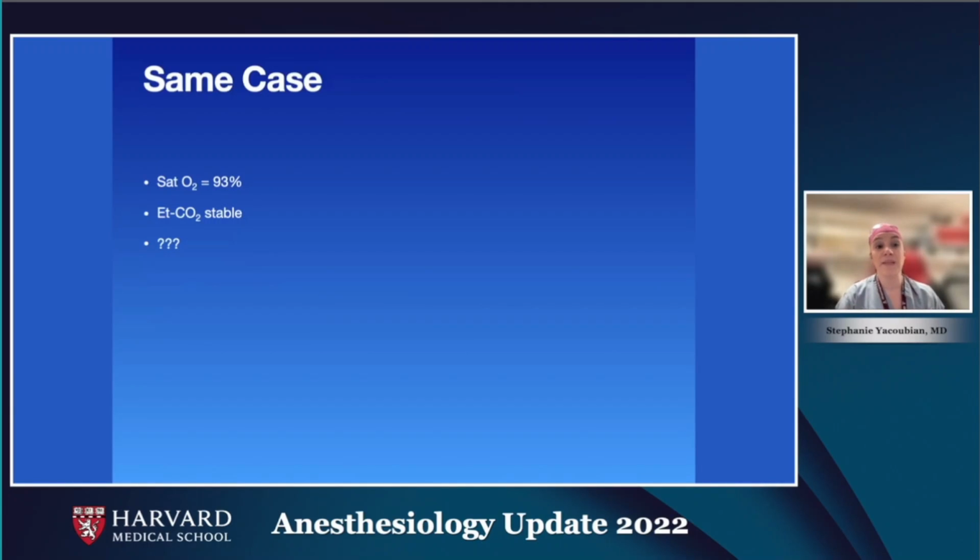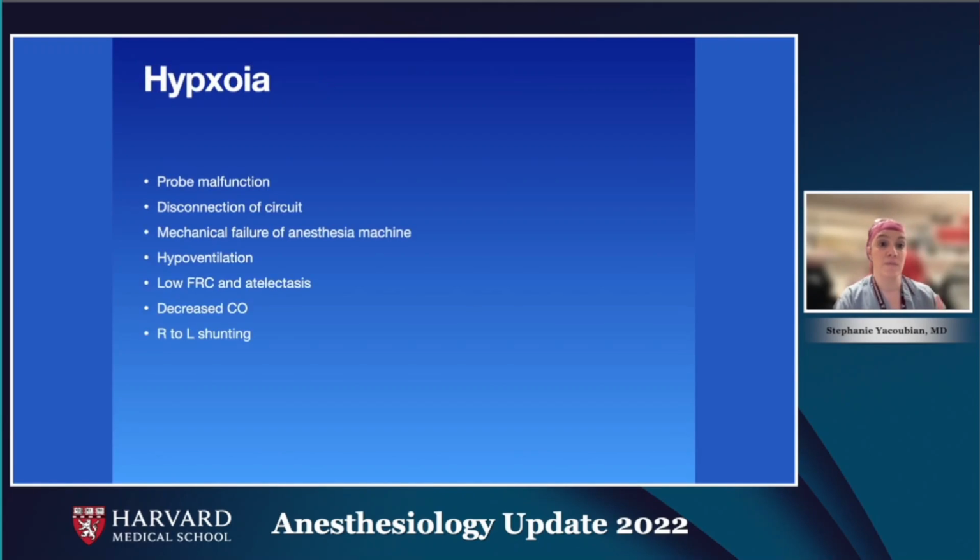Now, in the same case, your SATs drop again to 93%, and your end-tidal CO2 is stable. What do you think can lead to hypoxia? Could be a probe malfunction. Could be that your circuit is disconnected. Could be that your patient has low FRC atelectasis, again, like we talked about earlier.